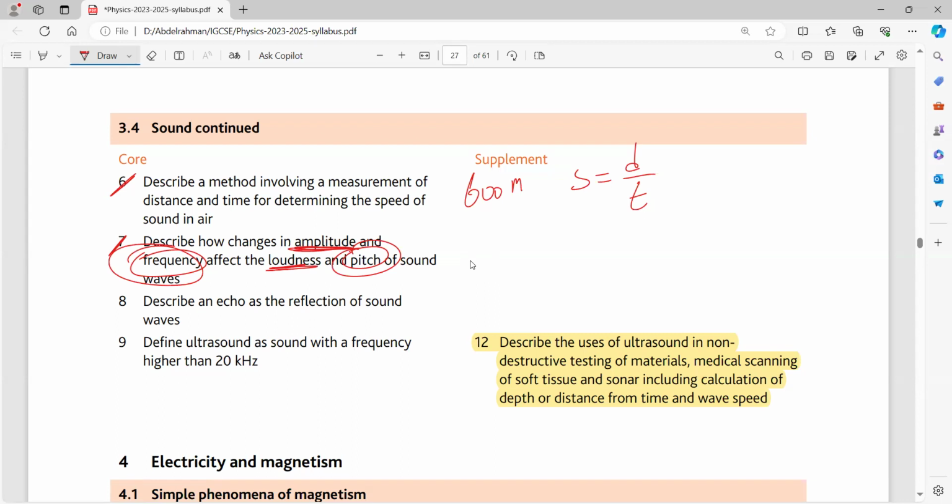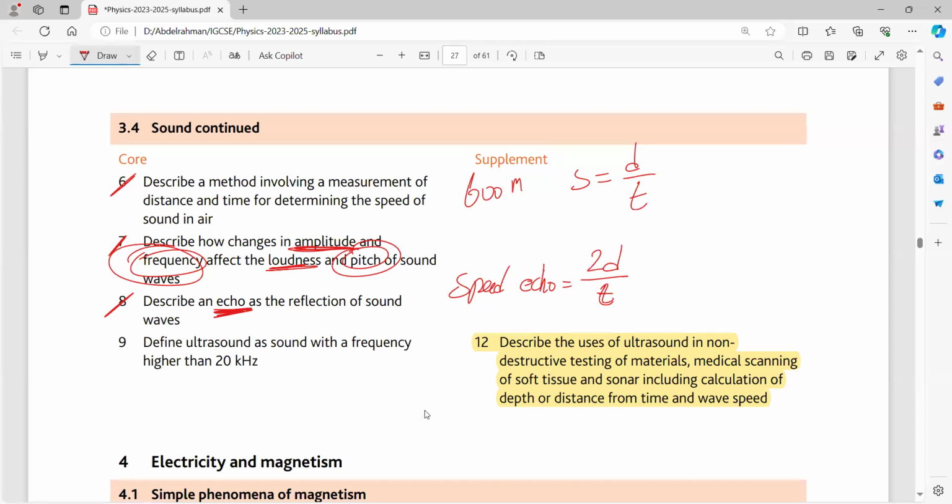Reflection of the sound. What is the reflection of the sound? It's called an echo. How can we calculate the speed of an echo? We used two distances over time. Why two distances? Because the sound moved two distances: it went all the way to the wall, or the cliff, and back. So, two distances over time.